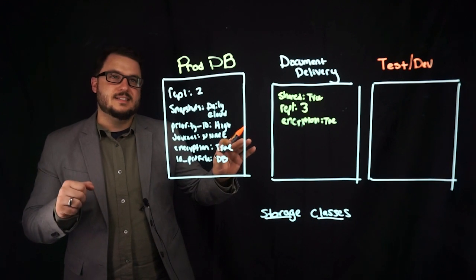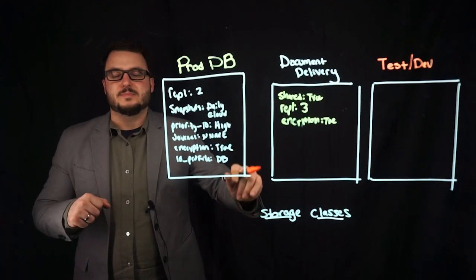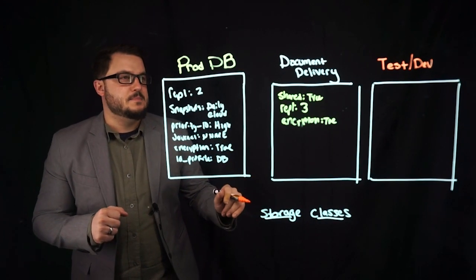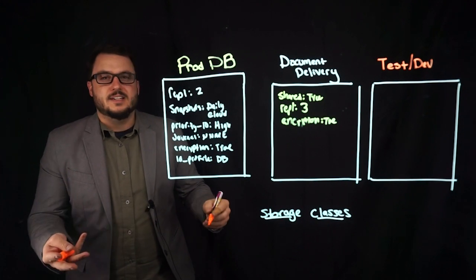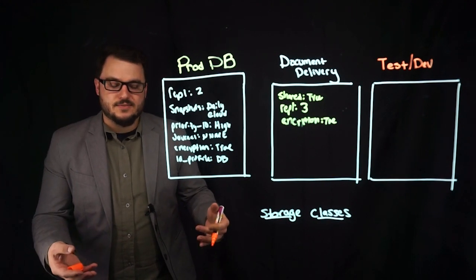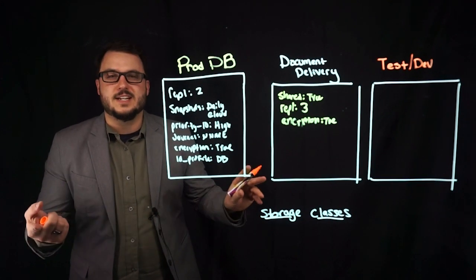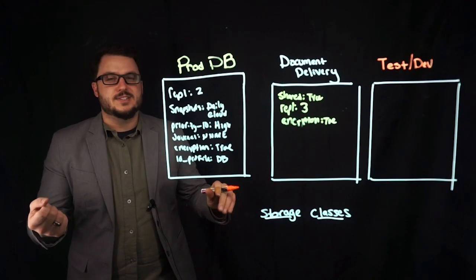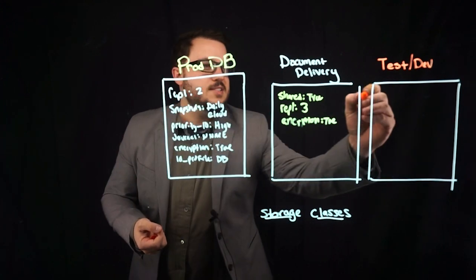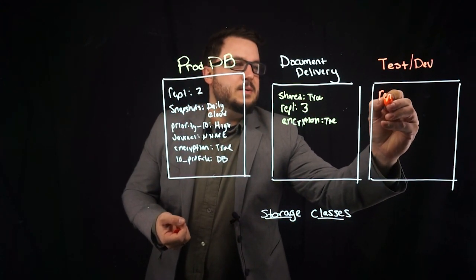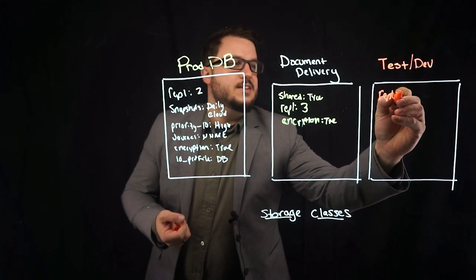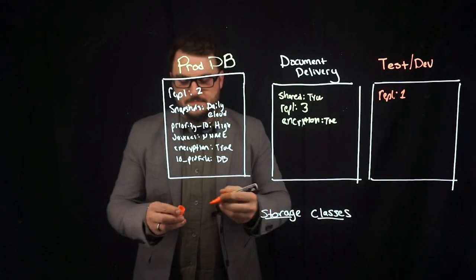So lastly, test and dev. I did these colors backwards. It's fine. Test and dev. I'm going to make this simple. Test and dev, we say we don't need snapshots. Let's say your data's gone by the end of the day, or your tests are short-lived. So let's just say a replication factor of 1, and that's it, right?